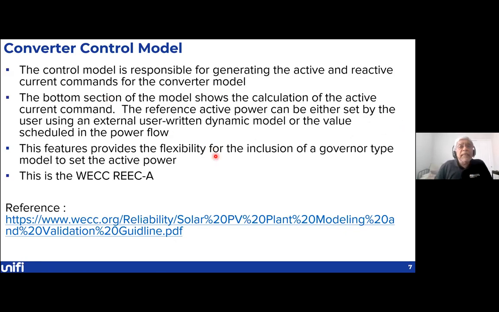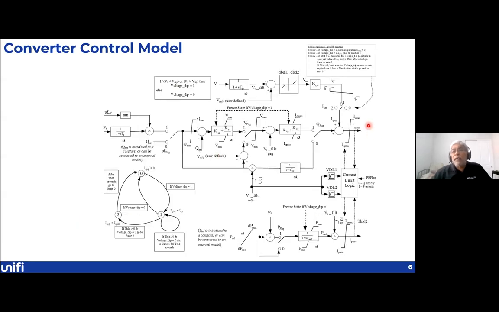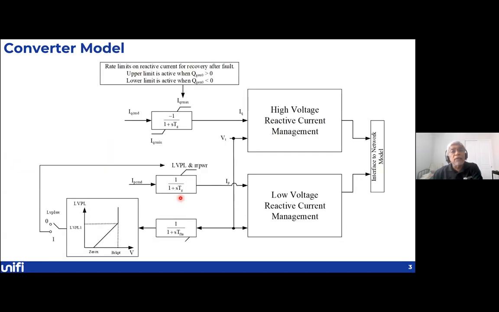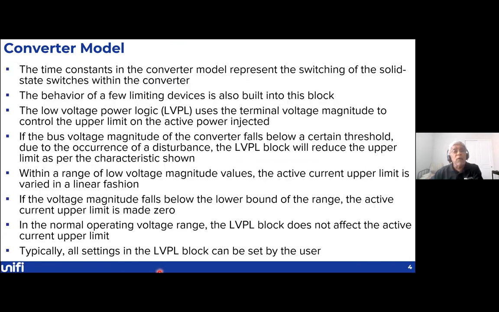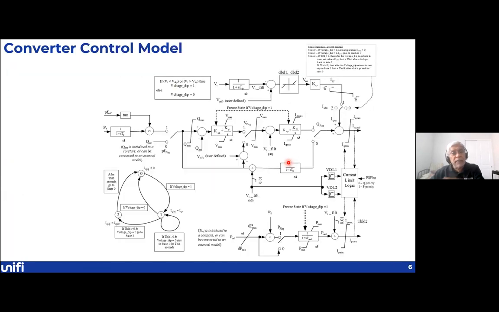The control model is responsible for generating the active and reactive current commands for the converter model. What I showed you in this slide, IP command and IQ command, is what is fed into this converter block. Behind this is the control block which sits within the stability simulation software. At every time instant when we do the network solution and update the voltages, the updated voltages are fed in here.